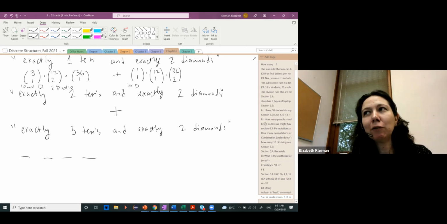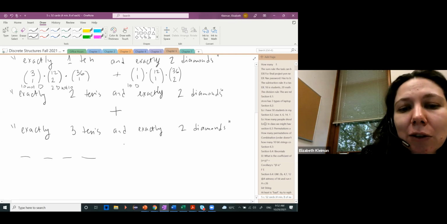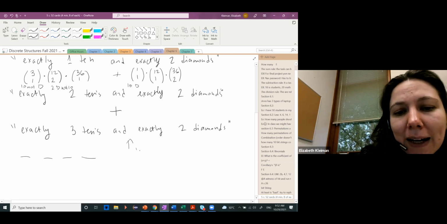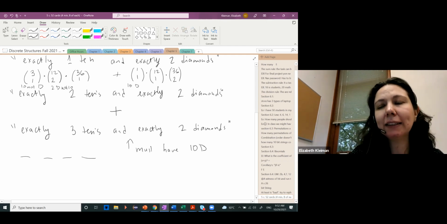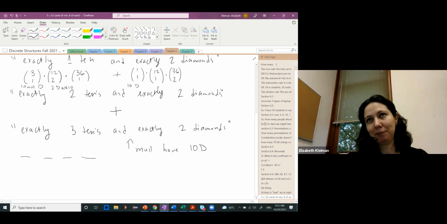Do I have 2 cases or just 1 case? We must have the 10 of diamonds, correct? So for this case, we must have the 10 of diamonds. There are not going to be multiple cases here. You must pick it, okay?